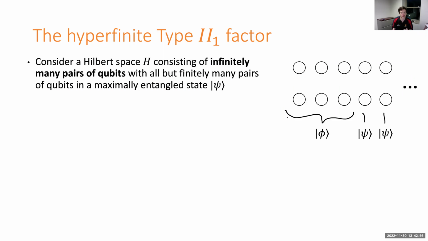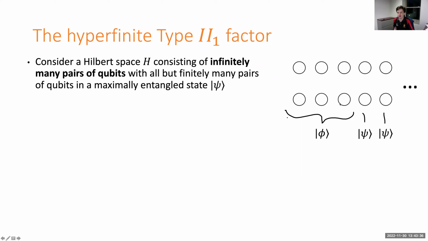So this is going to be the so-called unique hyperfinite type II_1 factor, originally constructed by Murray and von Neumann. The idea is to construct a Hilbert space H that consists of infinitely many pairs of qubits. Each of these circles represents a qubit, and we've got an infinitely long line of pairs of them. But we're going to put an extra condition on states in this Hilbert space, which we really want to do because otherwise the Hilbert space is not separable. It doesn't have countably infinite dimension and everything gets very bad. We want all but finitely many pairs of these qubits to be in a particular maximally entangled state psi.